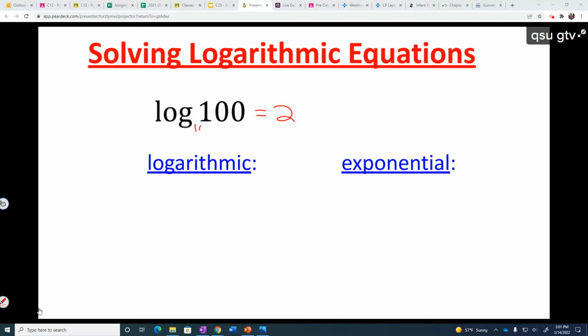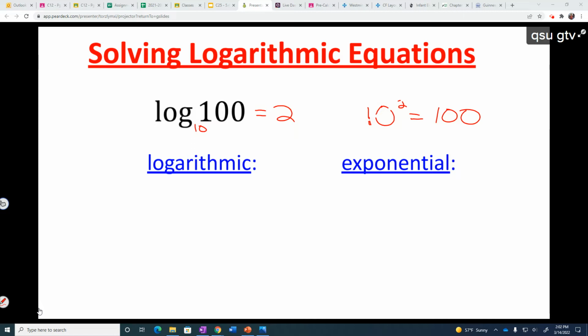Right. So the base here is 10, because it doesn't say anything, that means it's 10. So this is saying 10 to the second power is 100. So 10 times 10. So this is logarithmic form. We can rewrite this into what's called exponential form, like this. 10 squared is 100. That's what we're going to be doing to solve all these problems today: take something that's in log form like this and turn it into exponential form like this.